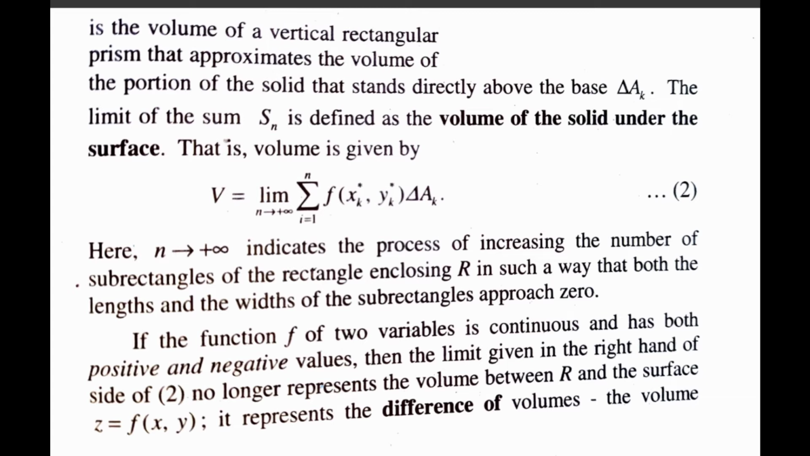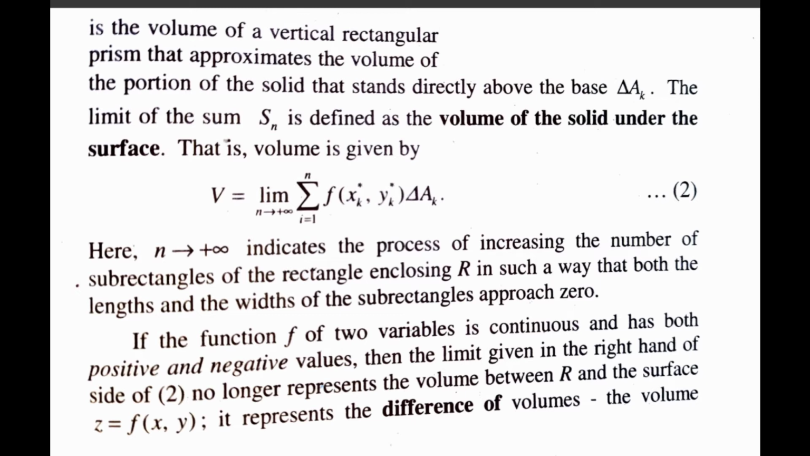That is, volume is given by V equal to limit n tends to infinity sigma i equal to 1 to n f of xk yk delta ak. Equation number 2. Here n tends to infinity indicates the process of increasing the number of sub-rectangles of the rectangle enclosing capital R in such a way that both the length and the width of the sub-rectangles approach 0.